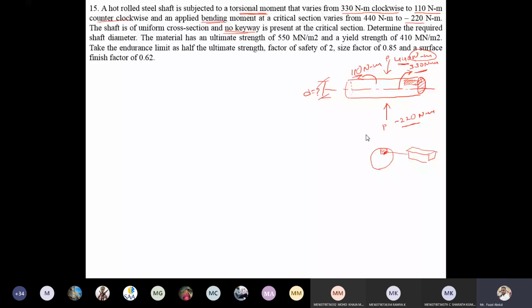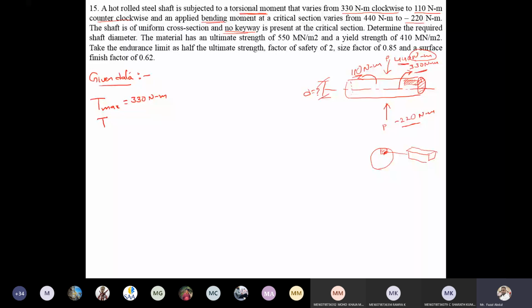First write down the given data. Given data I am writing here. The given data. First one is torsion, maximum torque, T max. First one is the T max, that is 330 Newton meter.